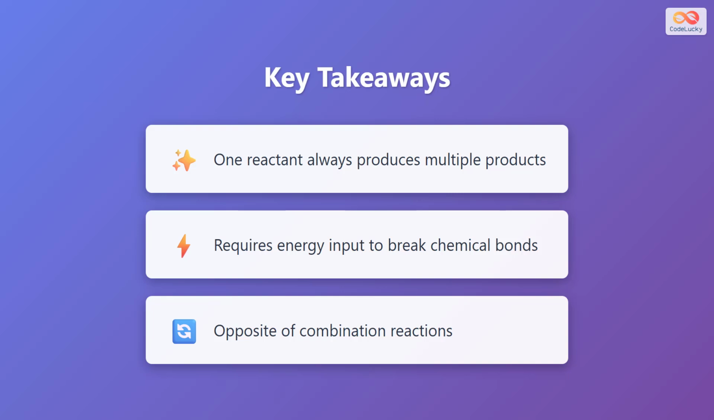Let's review the key points about decomposition reactions. First, one reactant always produces multiple products. This is the defining characteristic that sets decomposition apart from other reaction types. Second, these reactions require energy input to break chemical bonds. Whether it's heat, electricity, or light, energy must be supplied because breaking bonds is an endothermic process. Finally, decomposition reactions are the opposite of combination reactions, where multiple reactants combine to form a single product. Understanding decomposition reactions helps us comprehend how complex substances break down in nature and how we can harness these reactions for practical applications.